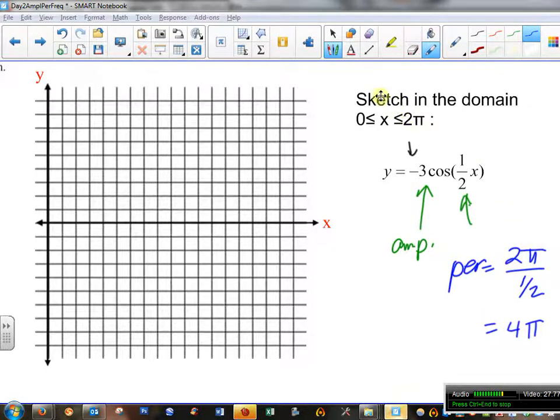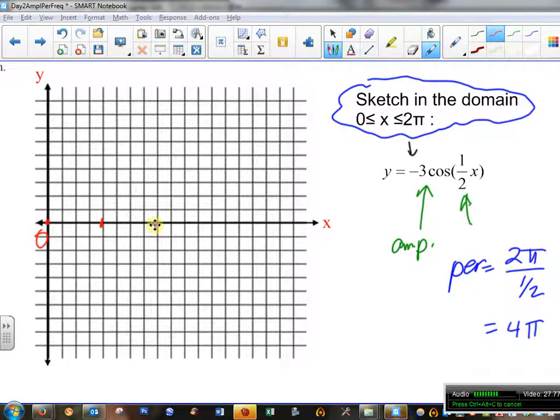It says sketch in the domain 0 to 2 pi. So this is why I have to honor the instructions. I'm going to start at 0. I don't have an odd number here, so I think I'll just start using 4 blocks. 0. We'll put a tick mark here. 1, 2, 3. Put a tick mark here. Tick mark here. A tick mark here. We'll call this 2 pi. We'll call that pi.